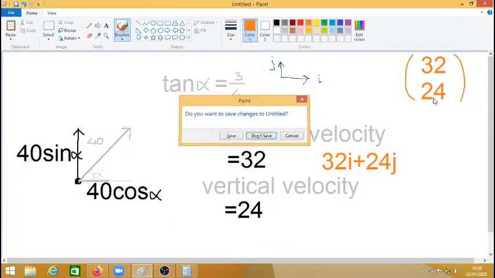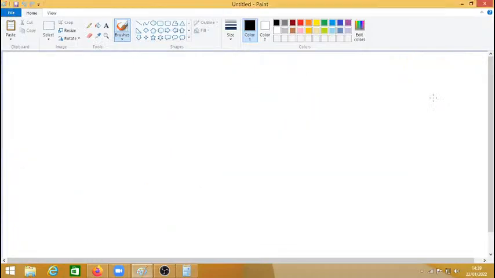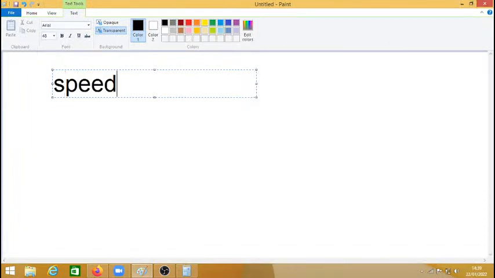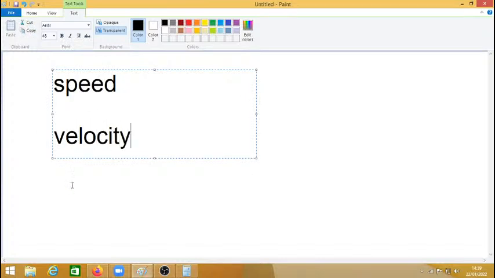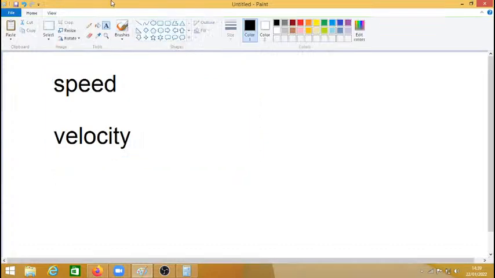Okay, hopefully that was a very, very easy one. Nothing too difficult about that. Let's go one step further and try to bring in the word speed. Remember, speed is different to velocity because velocity can be split into vertical and horizontal components, but the speed is the overall number you get.